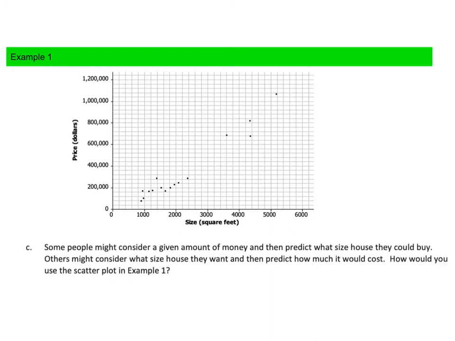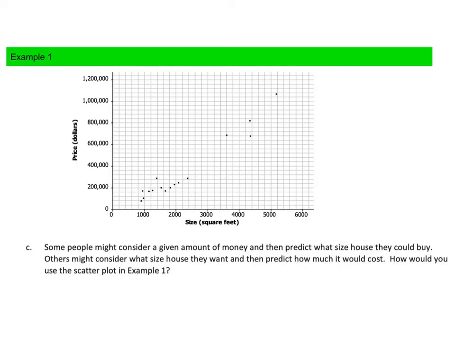Moving on. Okay, so here's where the prediction part comes into this lesson. It says some people might consider a given amount of money and then predict what size house they could buy. So some people might be like, okay, well, my budget is $150,000. How big could the house be that I'm going to get? Realistically, about how big is it going to be? And basically, this is asking us, how would we do that? How will we do that on this graph?